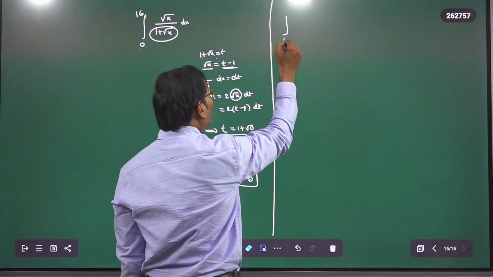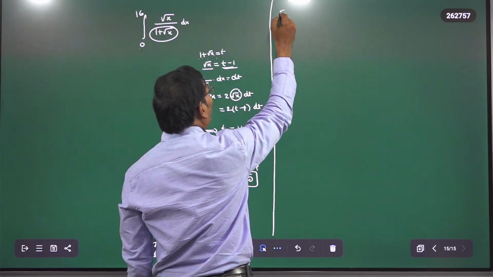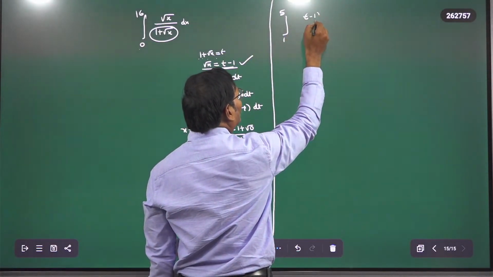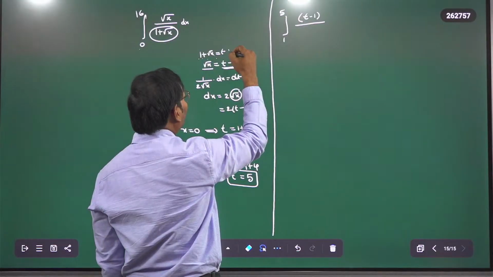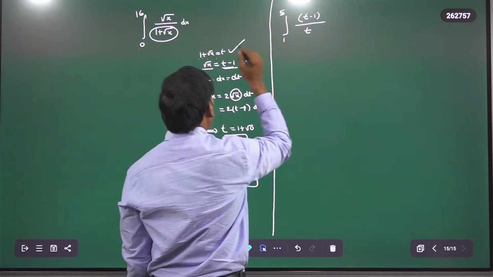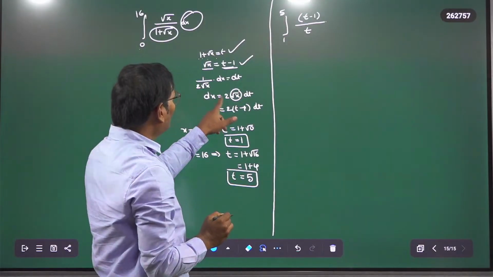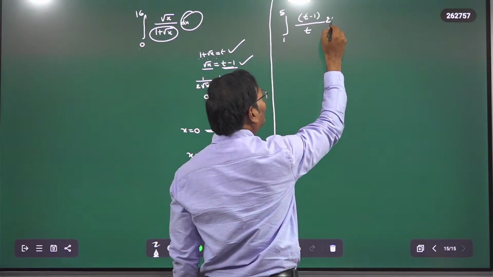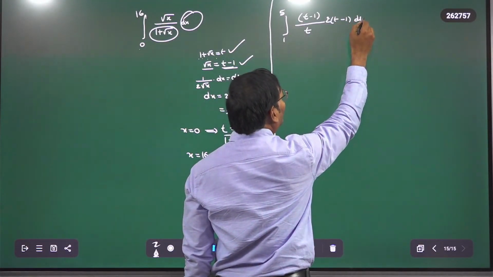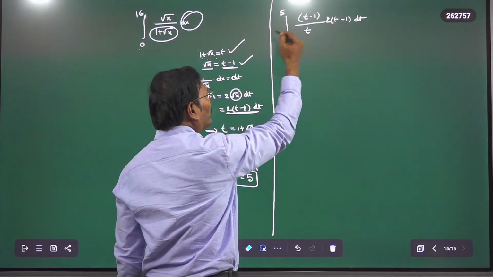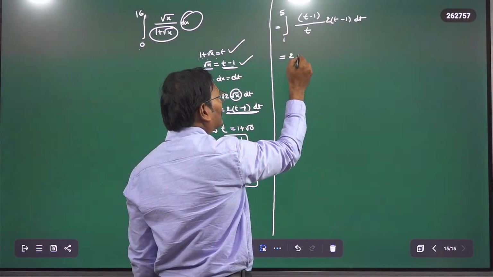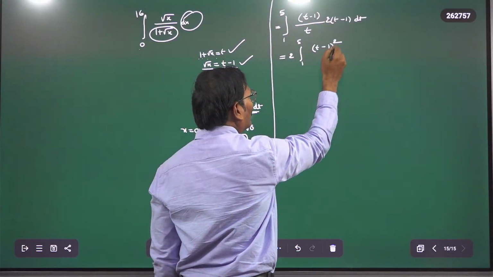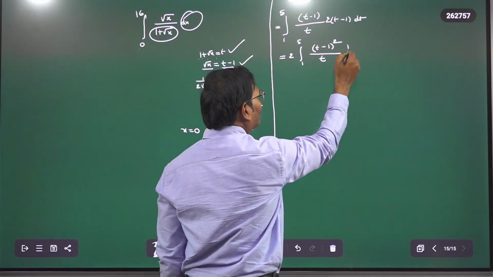Integral t limits are 1 to 5. Root x means we can write t minus 1 by 1 plus root x, we have taken it as t, and dx is equal to what? 2 into t minus 1 into dt. So 2 is the constant I am writing outside. Integral 1 to 5 t minus 1 into t minus 1 whole square by t dt.